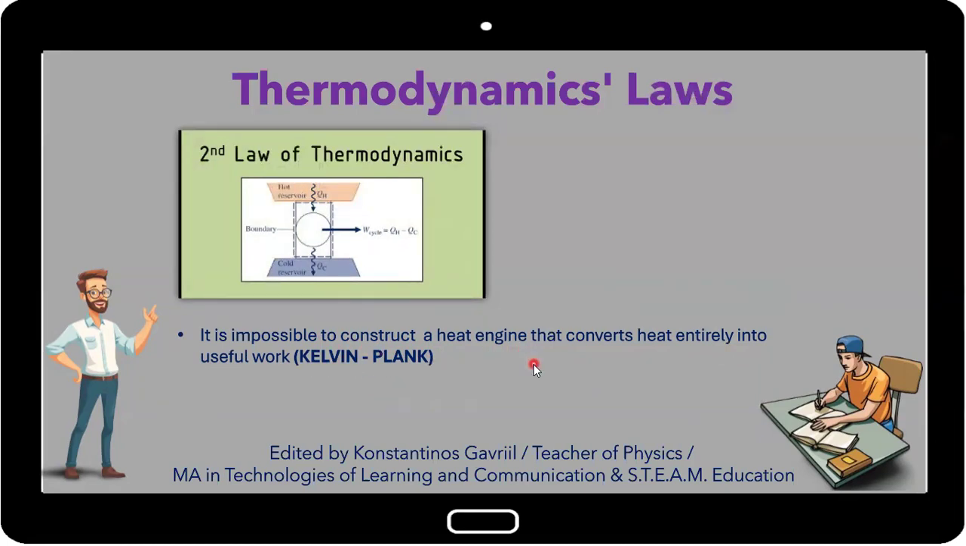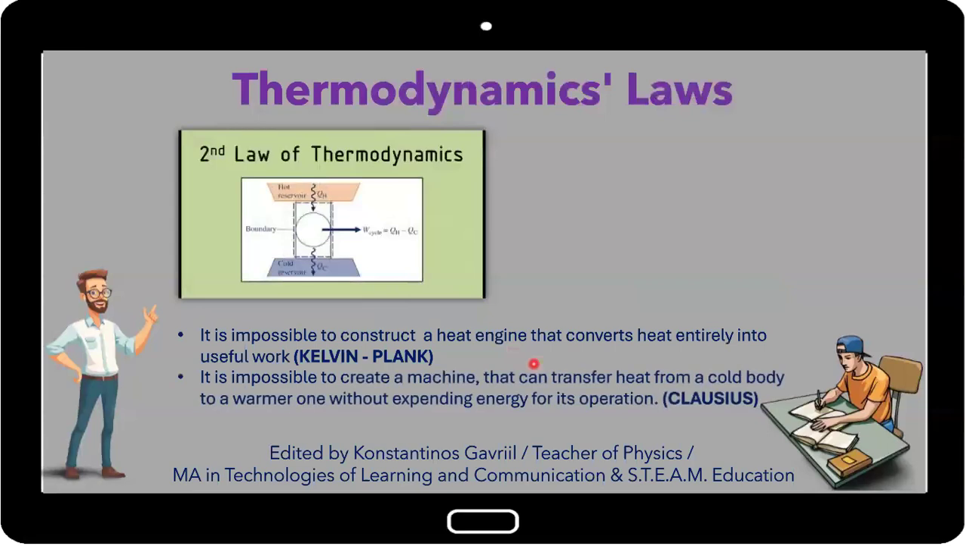This is the statement of Kelvin Planck. The other statement, of Clausius, states that it is impossible to create a machine that can transfer heat from a cold body to a warmer one without expending energy for its operation. Because the physical direction of heat is from the warmer to the colder. When we need to have the opposite direction, from cold body to warmer body, we need to expend energy.